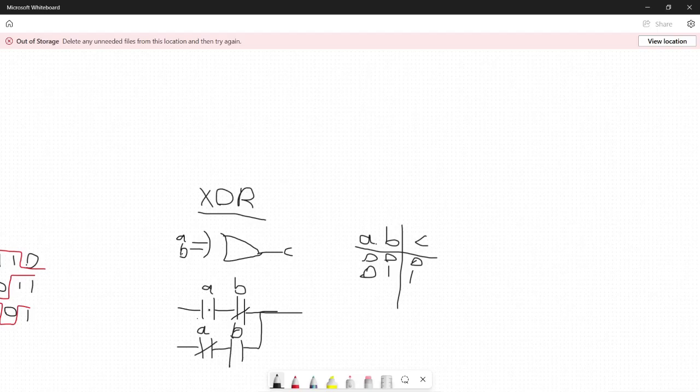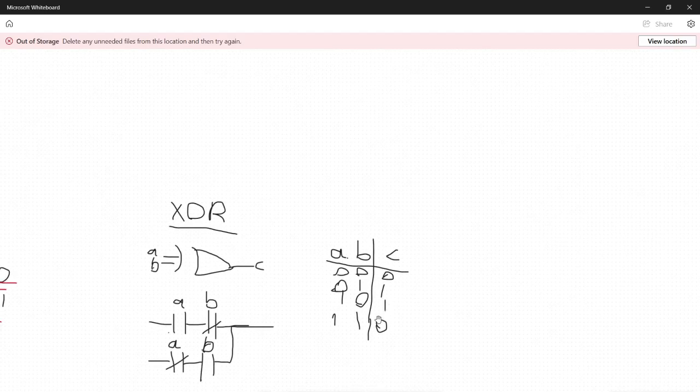Now, when A is 1 and B is 0, well, A is going to close, and B is going to remain closed, so that's going to give us a 1 output, and we don't need to look at the other branch. And then, when we have a 1 and a 1, well, it's going to be the same situation as before. A is going to close, but B is going to open. A is going to open, and B is going to close, so we're going to get a 0. The reason this is exclusive is basically whenever they are the same, you'll get an output of 0. But whenever they're different, you'll get an output of 1.